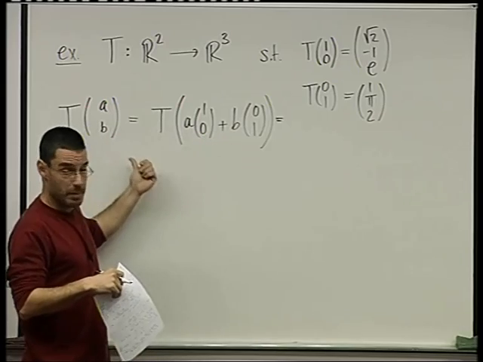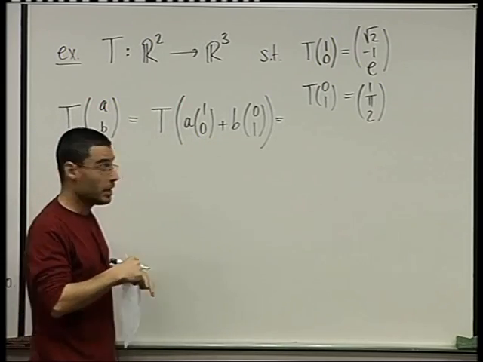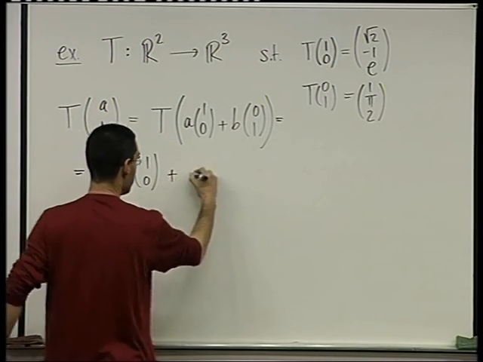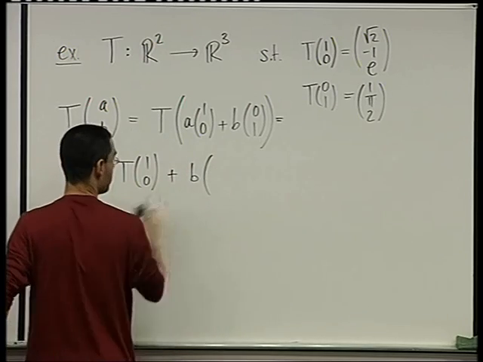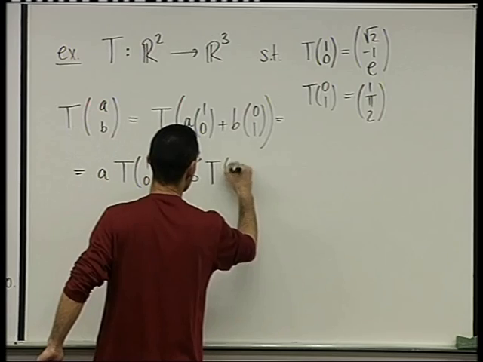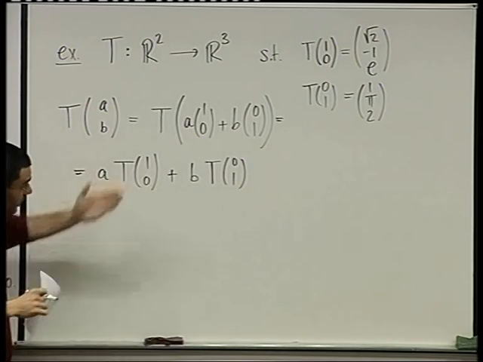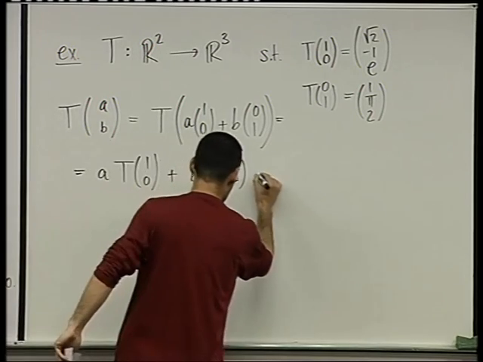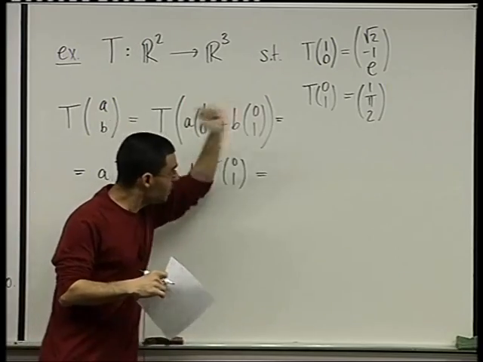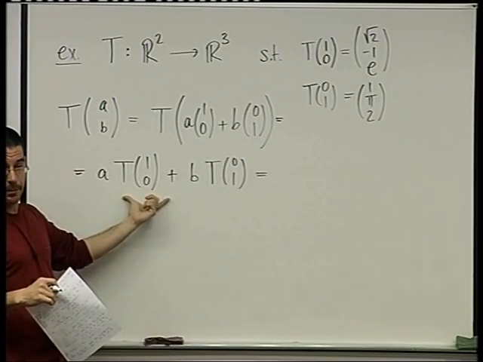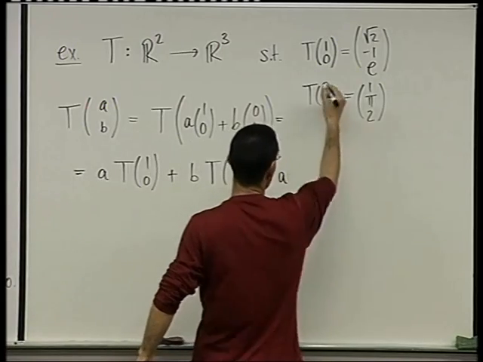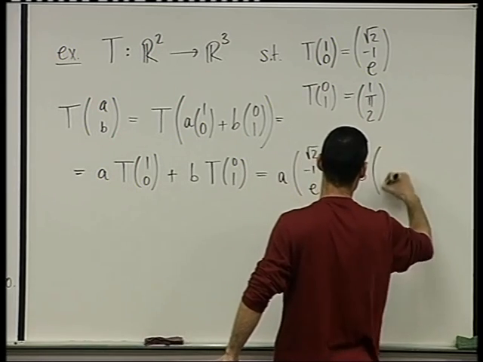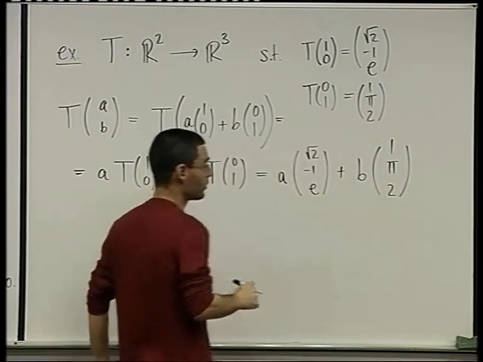So T of a sum is the sum of the T's, and then I can pull out the scalars. So that's going to be a times T of (1, 0) plus b times T of (0, 1). If T is going to be linear, then it's going to satisfy this, right? And therefore, since I just told you what I want T to do to the basis elements, it's going to be a times (root 2, negative 1, e) plus b times (1, pi, 2). Do you agree?